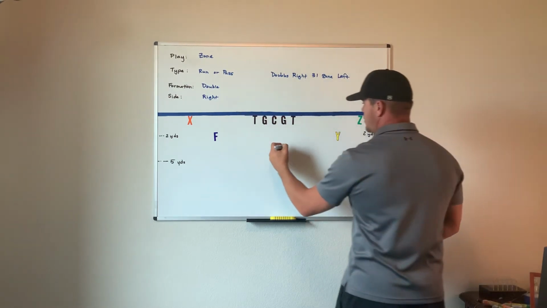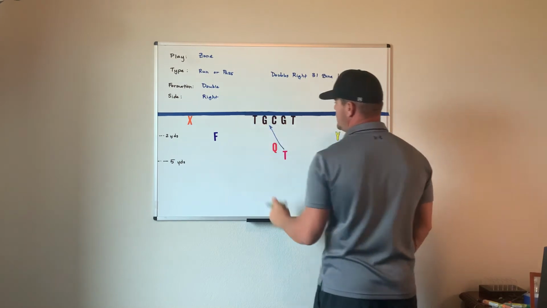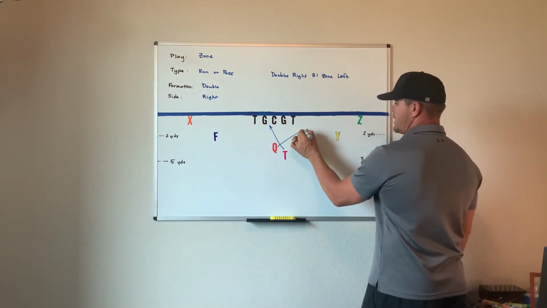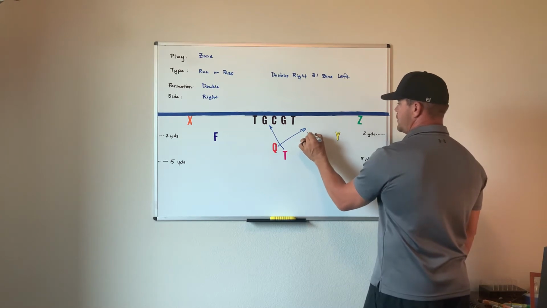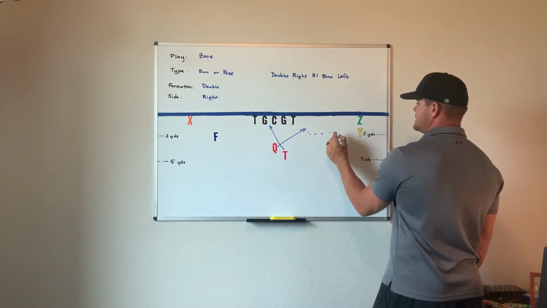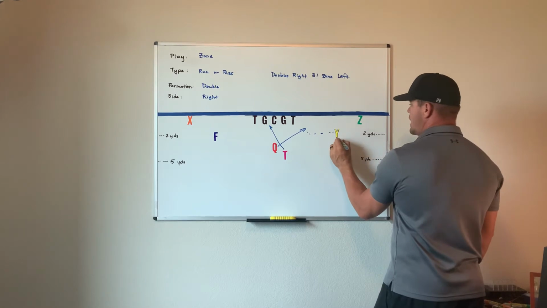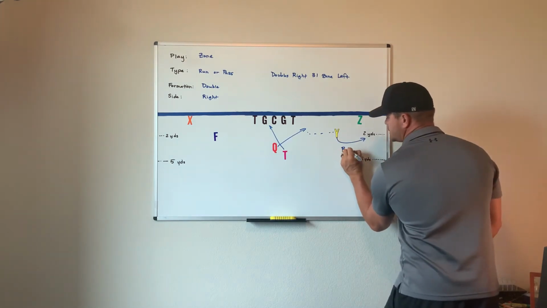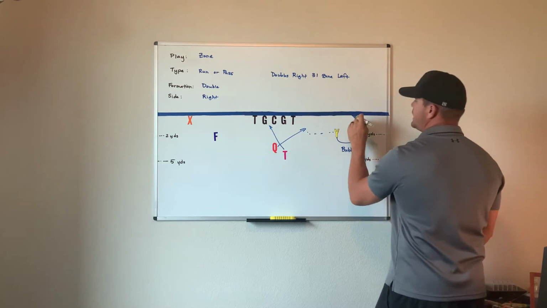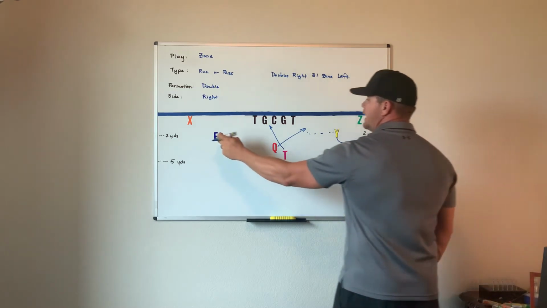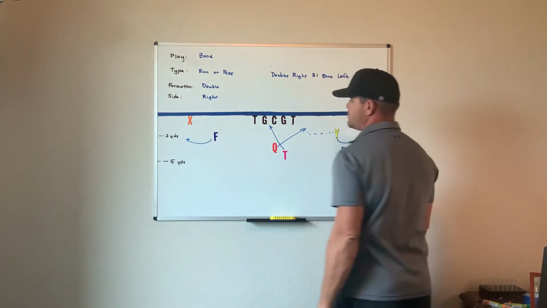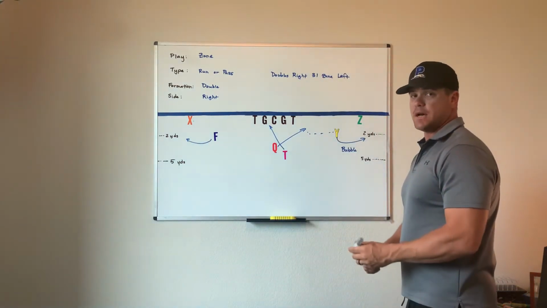So the tailback is going to run this way. The quarterback could choose to hand it to him, or the quarterback could choose to run this way. And if they want to, they could dump a pass out to Y. Y is running a bubble route that way. Z is blocking. F is running a bubble on this side. X is blocking. That's doubles zone.